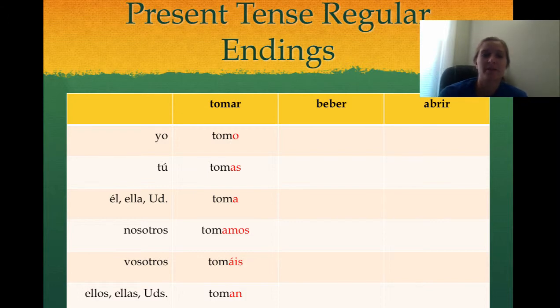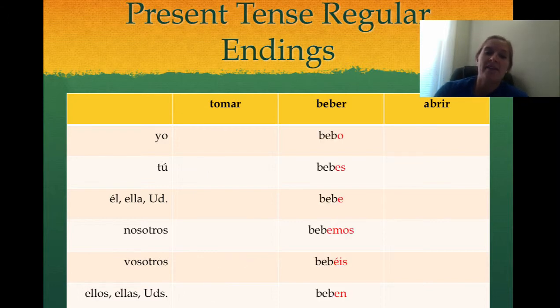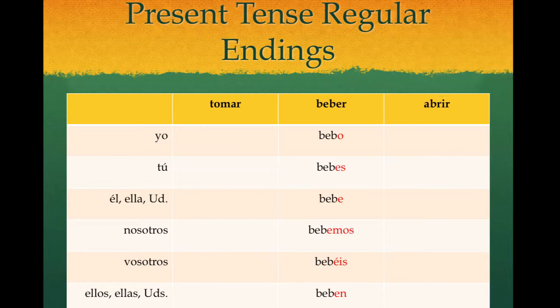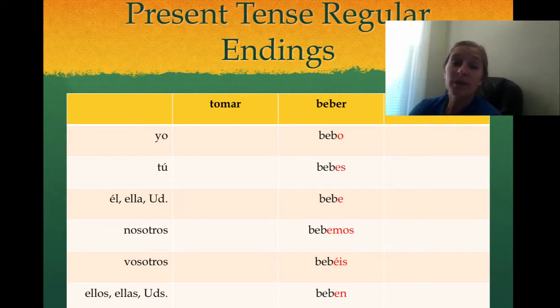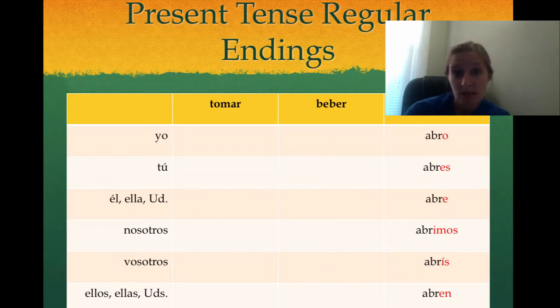Our ER ending verbs will have o, es, e, emos, éis, en. Now remember, when you are conjugating, you remove your root and replace it with one of the highlighted endings here. The ending will let you know which subject is doing the action. And finally, our IR endings are o, es, e, imos, ís, en.